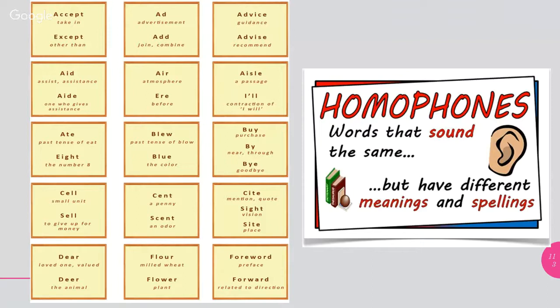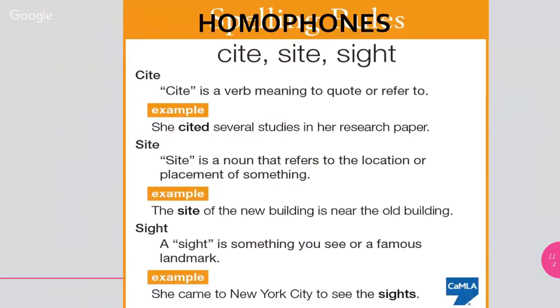Homophones are words that sound the same but have different meanings and spellings. Homophones: cite, site, sight. I'll give you an example. Cite is a word meaning quote or refer to. She cited several studies in her research paper. Site is a noun that refers to the location or placement of something. The site of the new building is near the old building. Sight is something you see or a famous landmark. She came to New York City to see the sights.